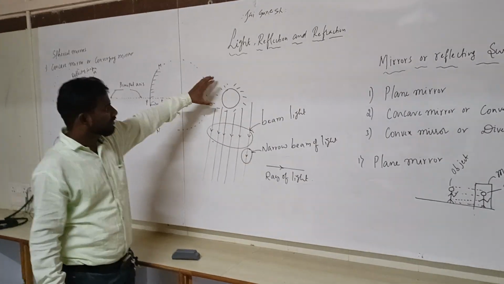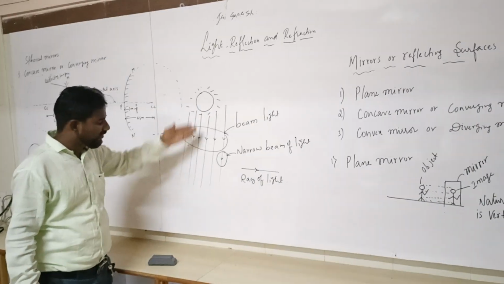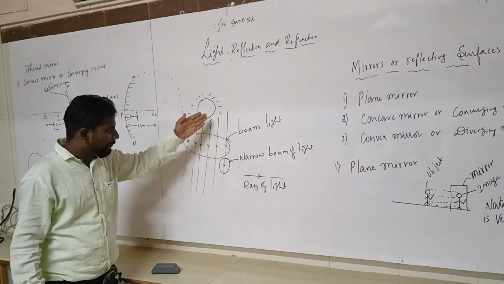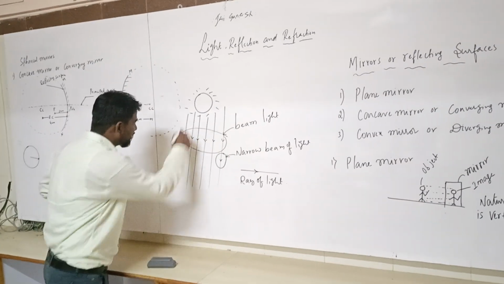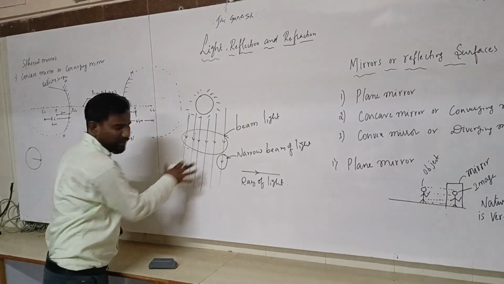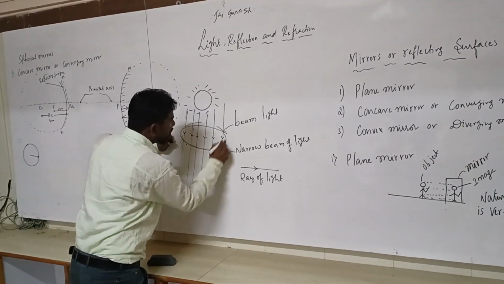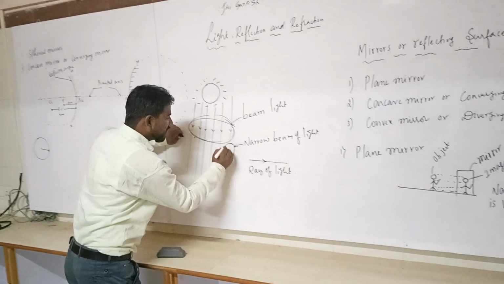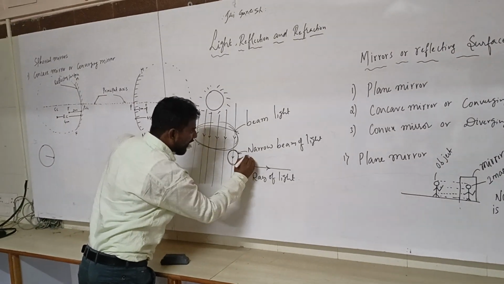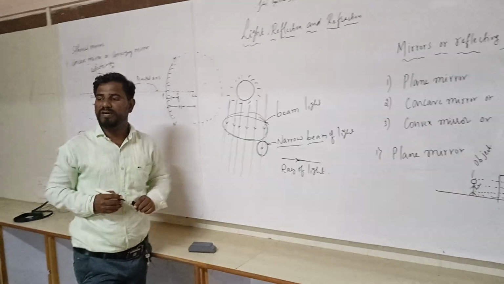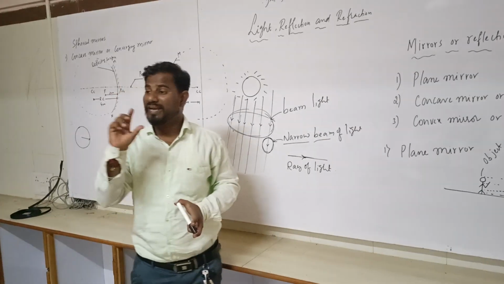So this is the source, the sun. From the sun only we will get the light. These are the beams of light. You can see these are the rays which are parallel to each other. This is called a beam of light. If I take a narrow beam of light, it is called a ray of light. For study purposes, we will use a ray of light.